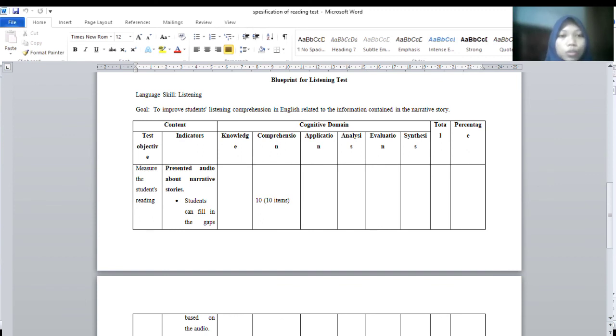The goal is to improve student listening comprehension in English related to the information contained in the narrative story. The content, the objective, measure the students' listening, and then indicators, presented audio about narrative stories, and students can fill in the gaps based on audio. And cognitive domain is comprehension. There are 10 items.